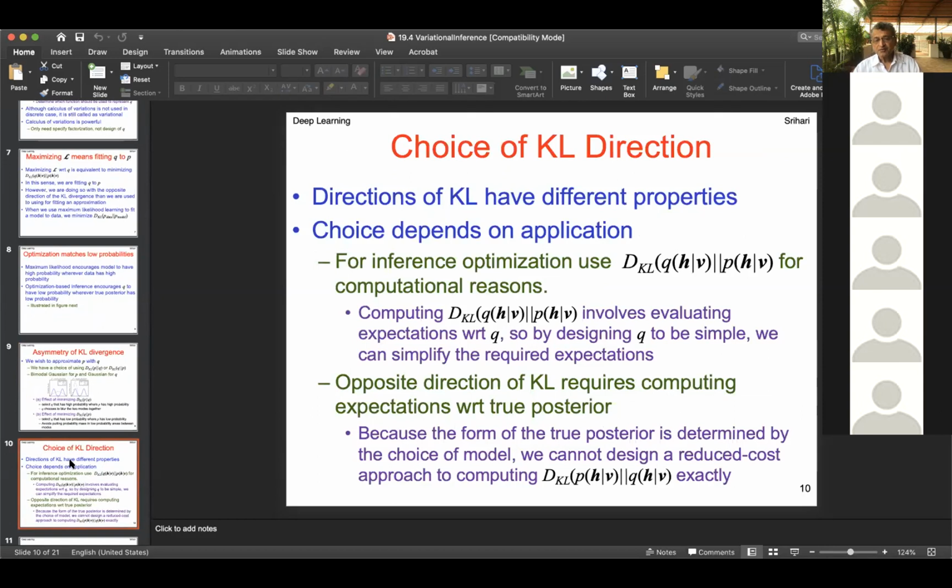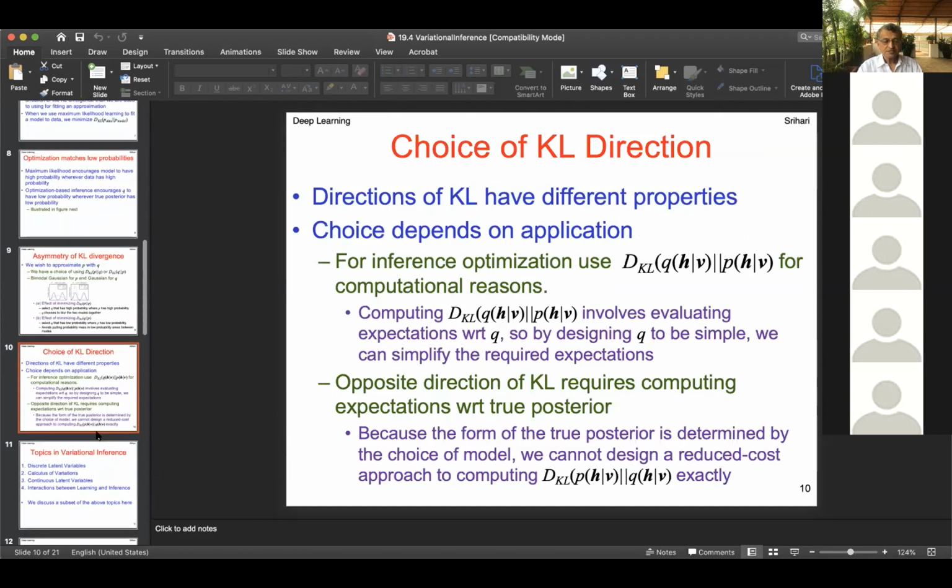For inference optimization, use Q to P for computational reasons. So some of it is driven not by quality of the results, but computationally, fitting Q to P is easier, and the opposite is more expensive.